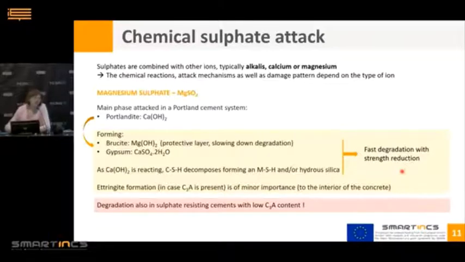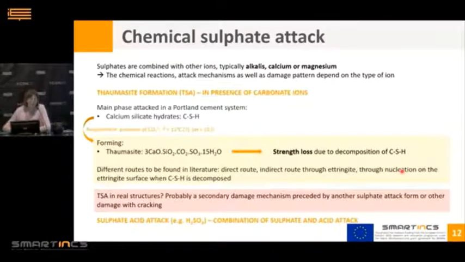So we will see later on that there are a lot of mitigation strategies to reduce sulfate attack, and one of them is using cements with low C3A content. Of course, if you look here at the magnesium sulfate attack mechanism, it will not really help because it's attacking the calcium hydroxide and the calcium silicate hydrates, and it's totally different than what we have seen just before with the other ones, the sodium sulfate and the calcium sulfate attacking the monosulfate.